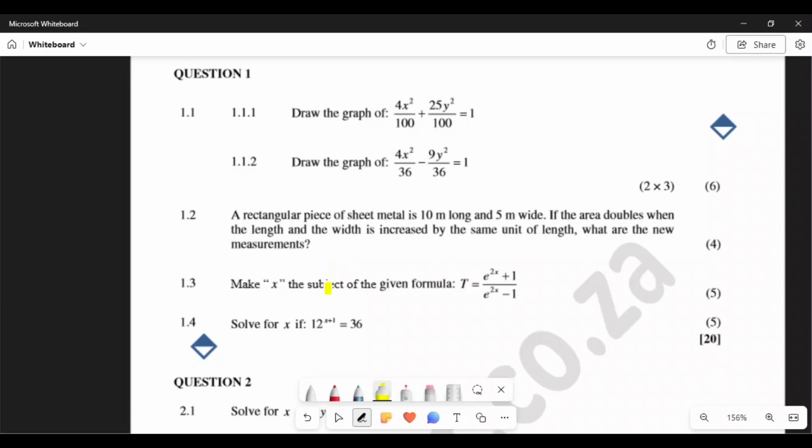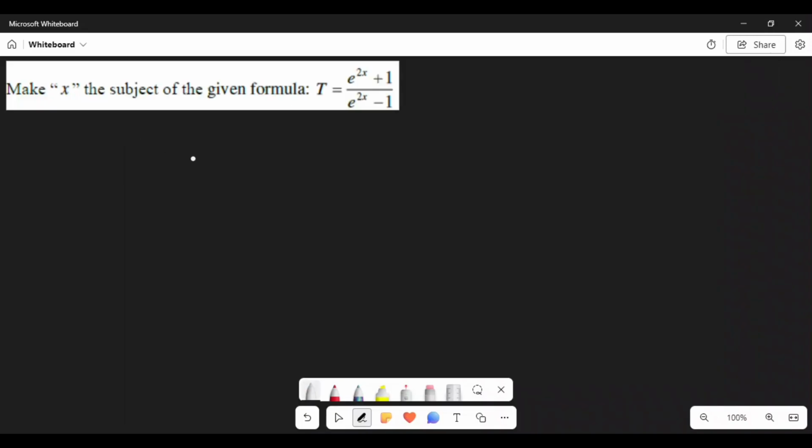Right, guys, so let's do question 1.3. So here's question 1.3. Now this question here, they just want you to make x subject of the formula. So here's the formula that they want you guys to solve here, or to manipulate. So I'm gonna copy this question and then I'm gonna put it aside so that we can solve this question, so that we can have space. Right, guys, so I already copied this formula.